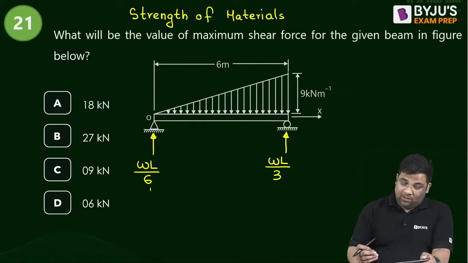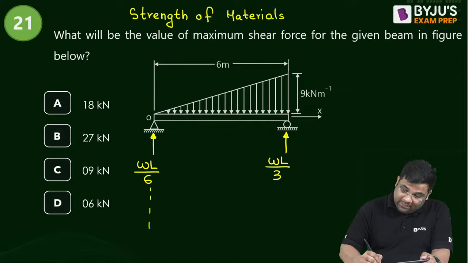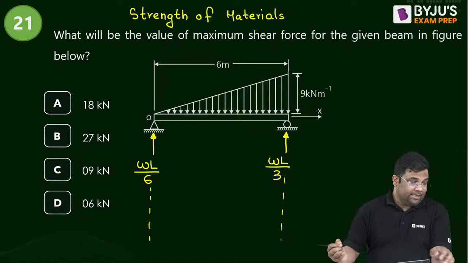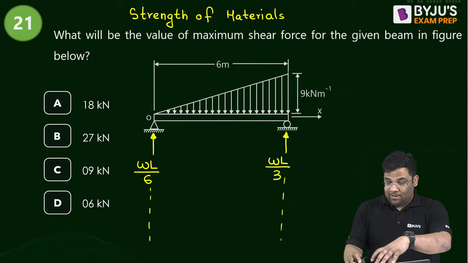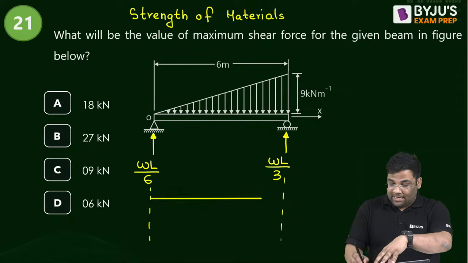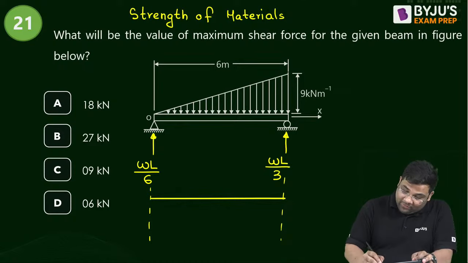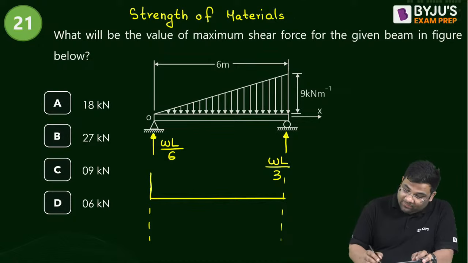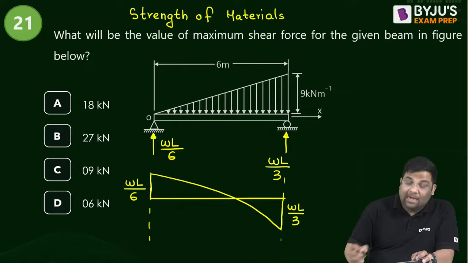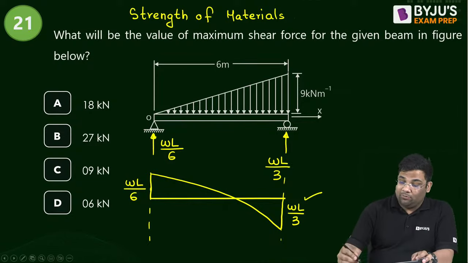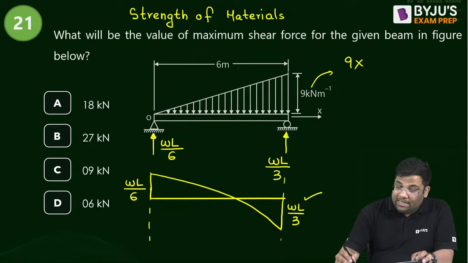In case of strength of material and shear force bending moment diagram, you should remember all the standard values, right? For this particular case, the shear force diagram is something like this. Here it is WL by 6 and here it is WL by 3, right? And therefore, the maximum value is what? WL by 3.